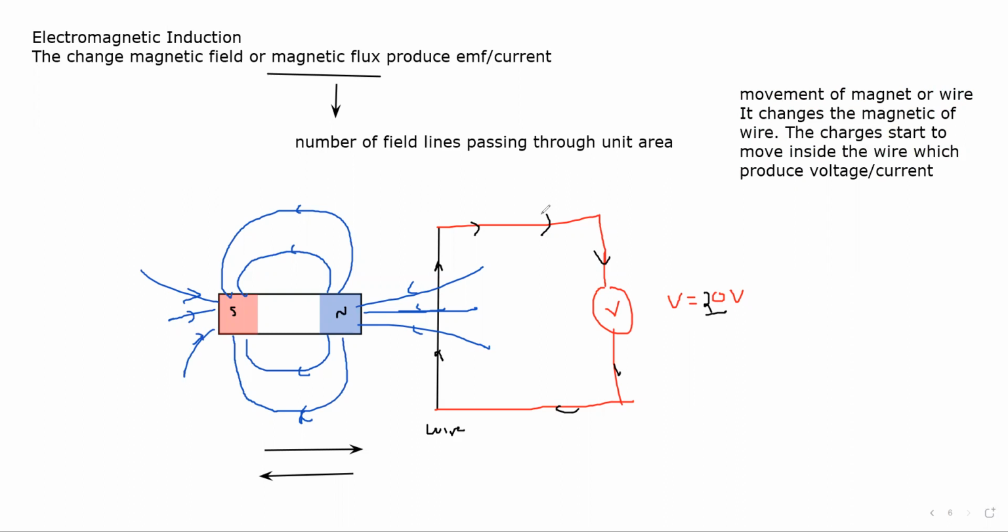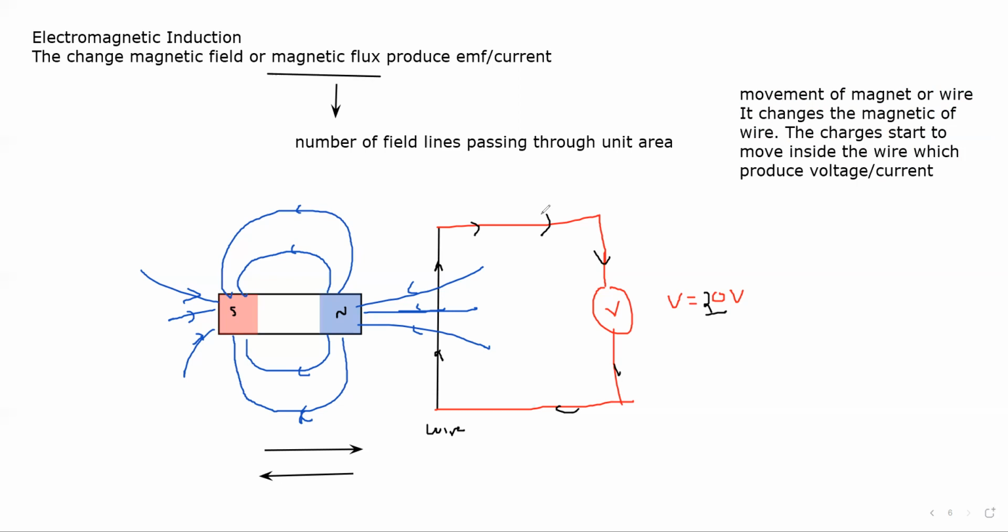And how are you able to produce this? By moving the magnet or by moving the wire, which causes a change in the magnetic field. So whenever there is a change in the magnetic field, there is always EMF or current. This is the basic concept of the production of electricity. This is how we generate electricity: we have the wires and we move the magnet or the wire, which causes the change in the magnetic field.